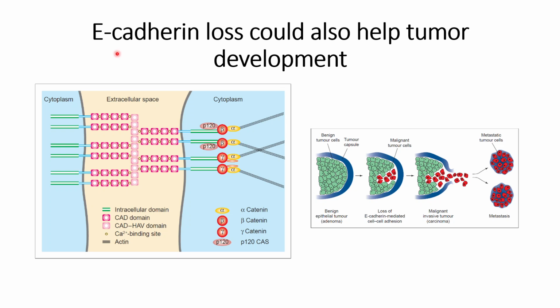In this video, we will discuss how E-Cadherin loss could also help tumor development. We will first discuss the normal functioning of E-Cadherin. E-Cadherin is usually expressed on the cell surface and it helps the cells to remain at their site.